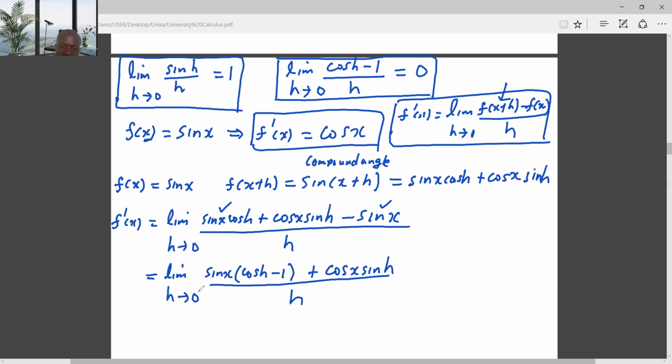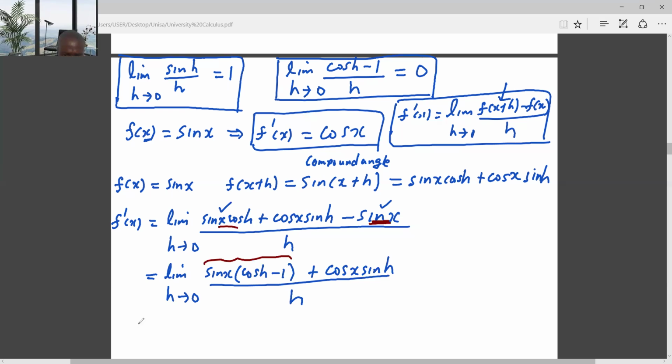Right. I hope you understand what I've done. I've taken this and this one and grouped them together by taking a common factor. This is what we've done here. Then this one, it is this part here. So now from here, we're going to do this. I'll divide everything by h.